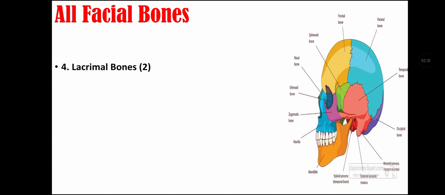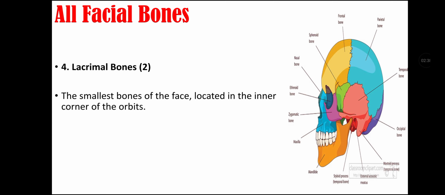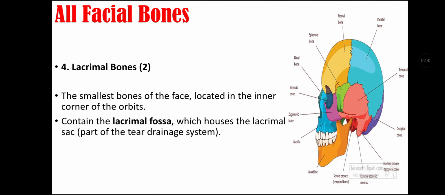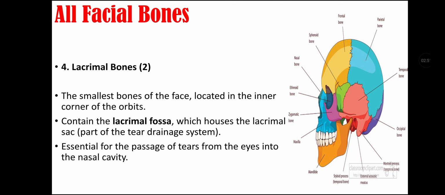Next facial bone we have is lacrimal bone. They are paired bones, as you can see in the orbit. They are visible and they are the smallest bone of the face that are located in the inner corner of the orbits. They contain the lacrimal fossa, which houses the lacrimal sac that is part of tear drainage system. It is essential for passage of tear from the eyes into the nasal cavity.